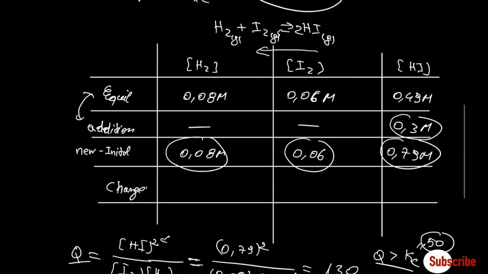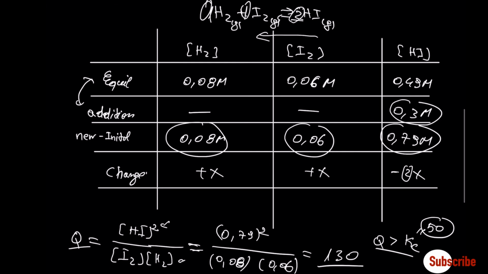So be careful when you place the x's here, because you have to take a look at the coefficients in the balanced equation. We have 2, 1, 1, which means minus 2x because you are consuming product, plus x because you are forming reactant, plus x because it's 1 here, 1 here, minus 2x because it's 2 here. So let's sum to find the new equilibrium concentrations.